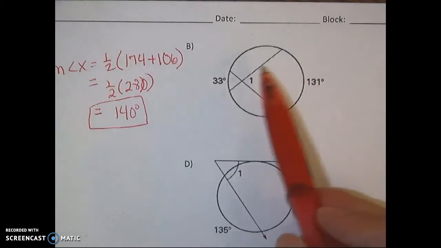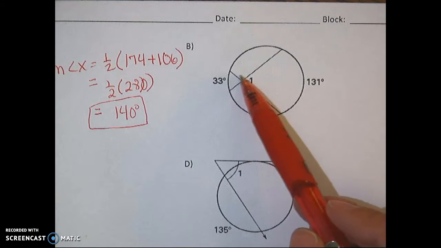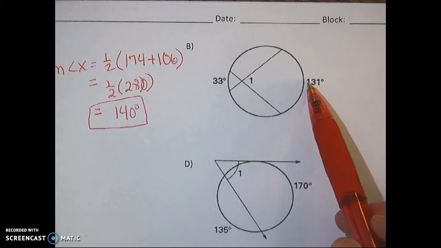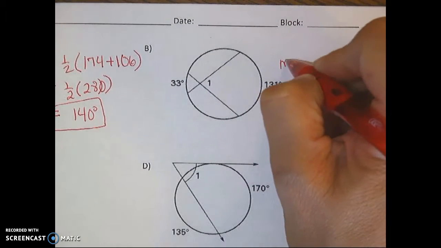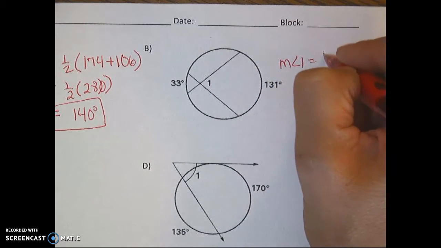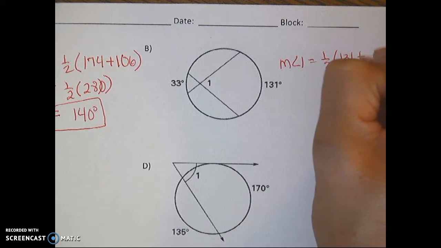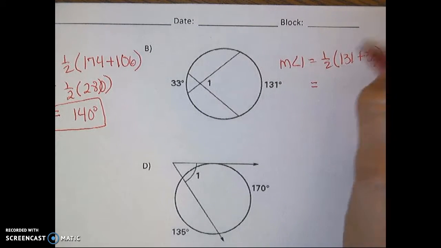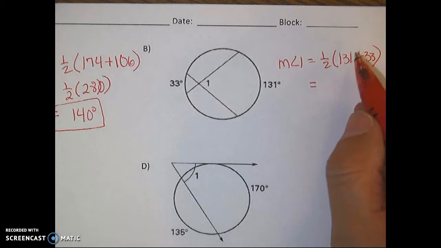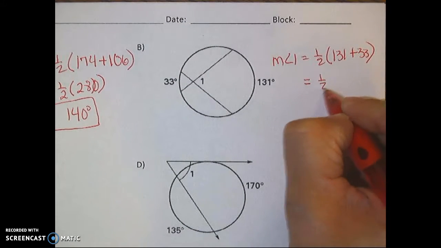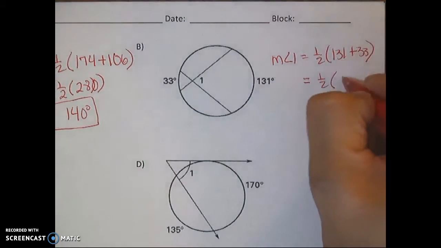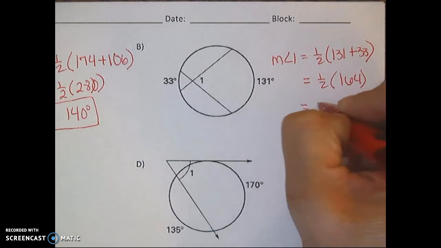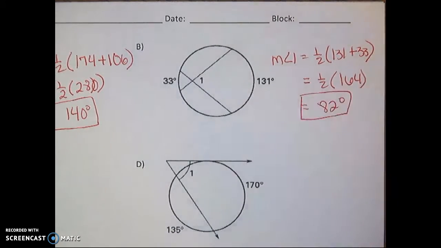All right, and then with the next one, number 8, again, this is chords that intersect inside the circle. So this angle 1 is going to be 1/2 times 131 plus 33. So you add these two together and divide by 2. So the measure of angle 1 is 1/2 times 131 plus 33. When you add 131 and 33 together, you get 164. Take half of that, and the angle measure is 82 degrees.